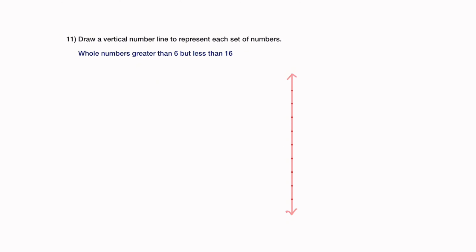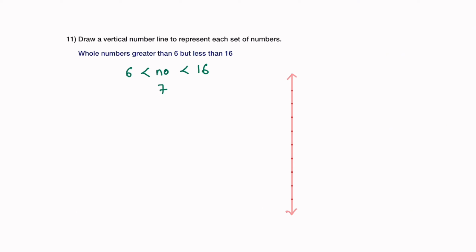Again, a vertical line, whole numbers greater than 6. Okay, so we write the number that is greater than 6. So 6 has to be less than that number, right? But it has to be less than 16. So the number is greater than 6, but is less than 16. So you know what numbers will be there, right?